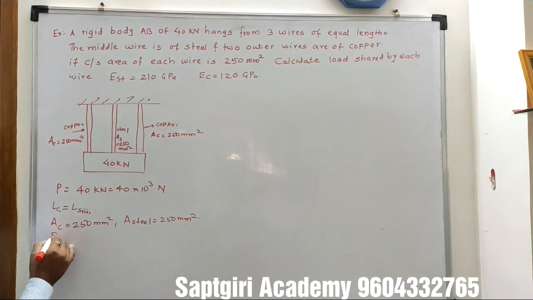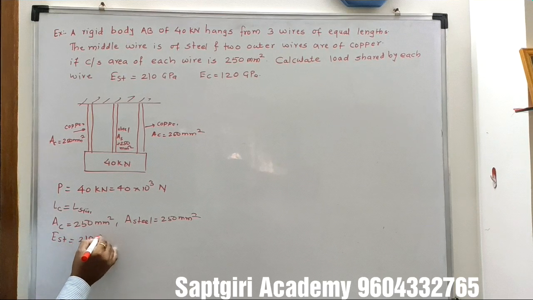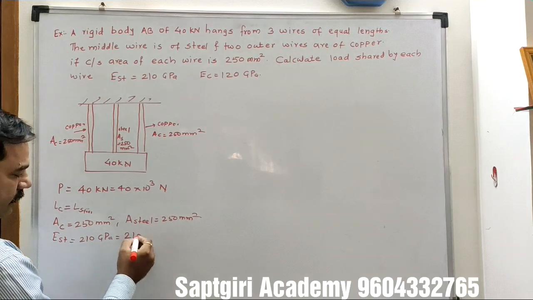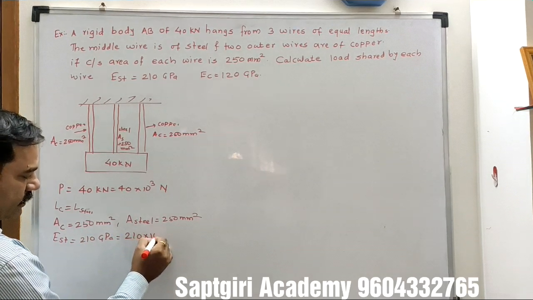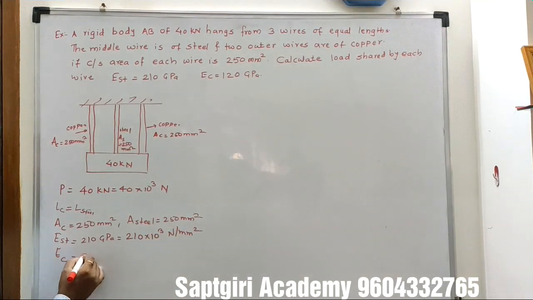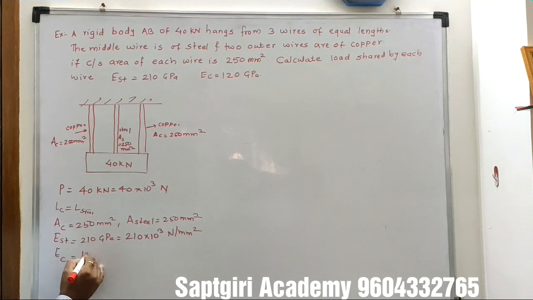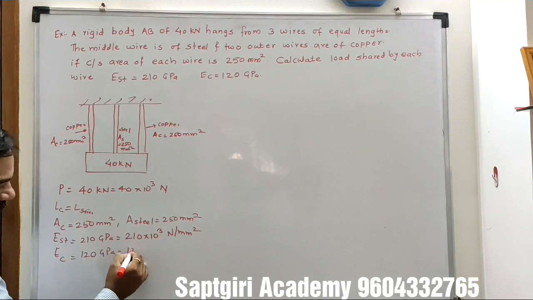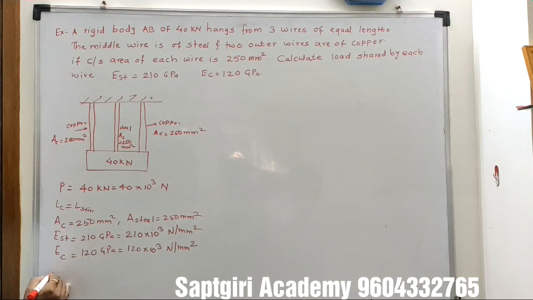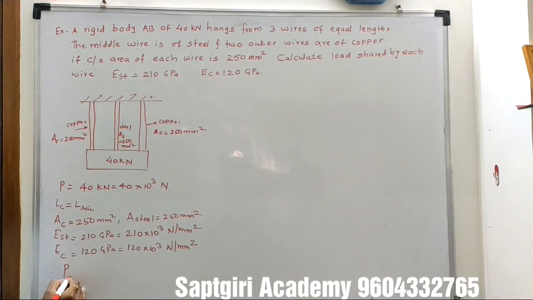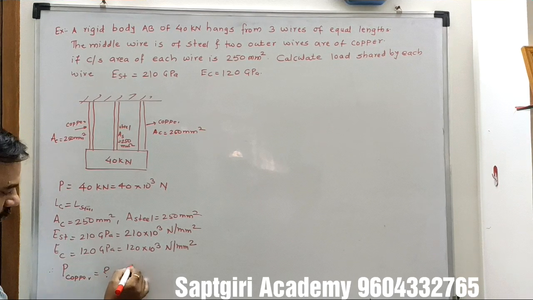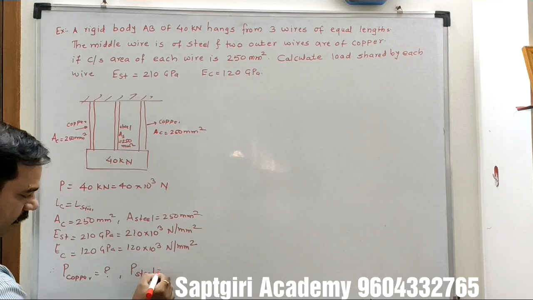Then E steel is 210 GPa, which is 210 into 10 raised to 3 Newton per mm square. Then E copper equal to 120 GPa, that means 120 into 10 raised to 3 Newton per mm square. And we have to find the load shared by the copper wire and the load shared by the steel wire.